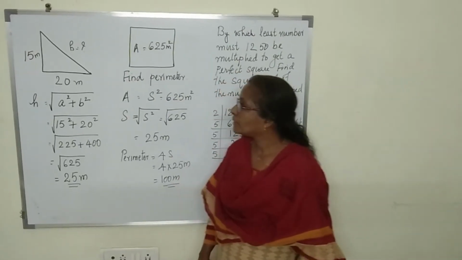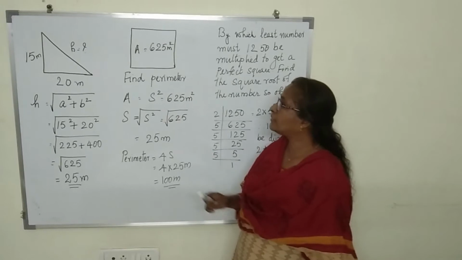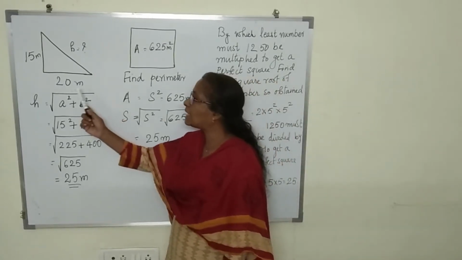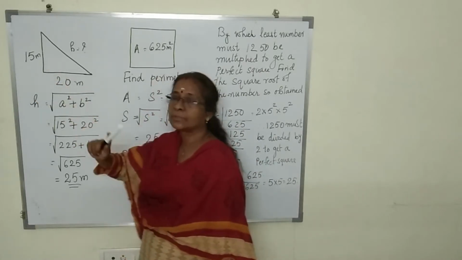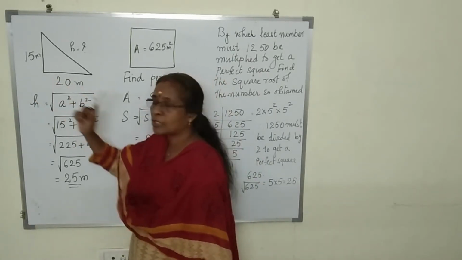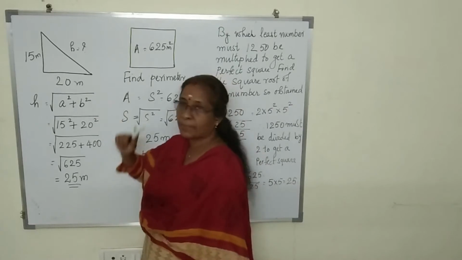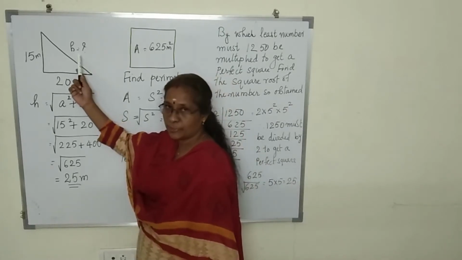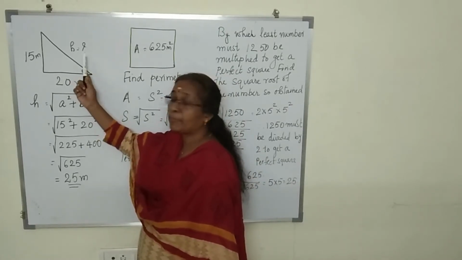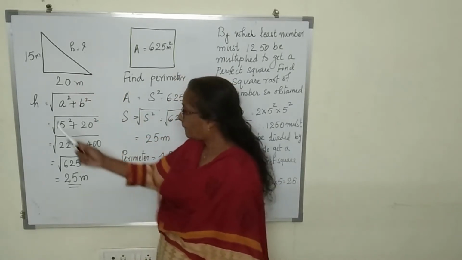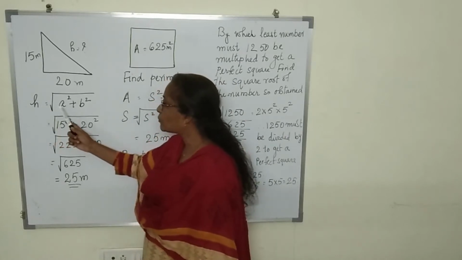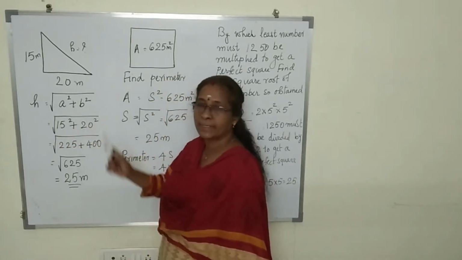Now, same type of question with a difference. Previously, we were asked to find either the base or the altitude. Now, when base or altitude is asked, it will be a subtraction from hypotenuse square. Now, if hypotenuse is to be found out, then what we have to do? h is equal to square root of a square plus b square.